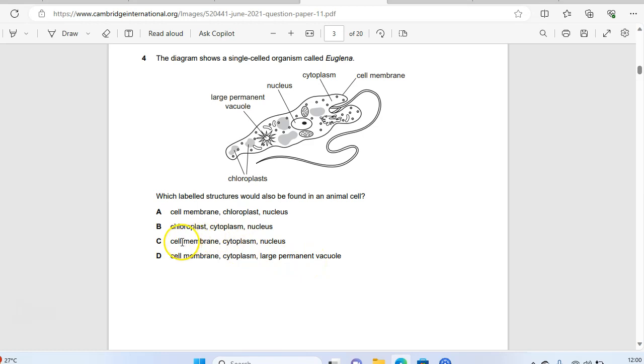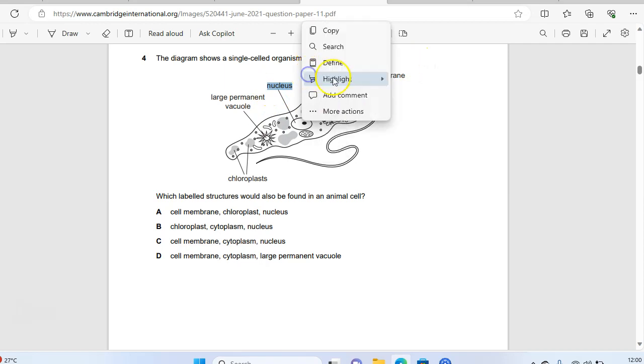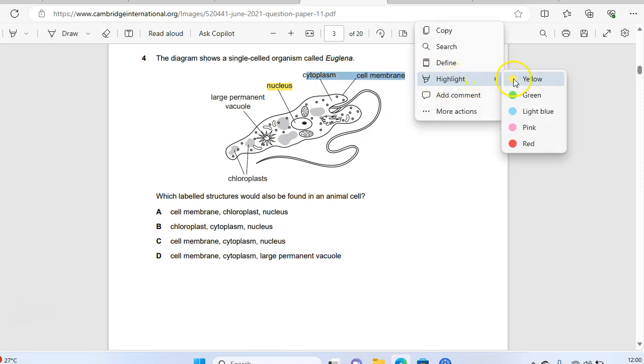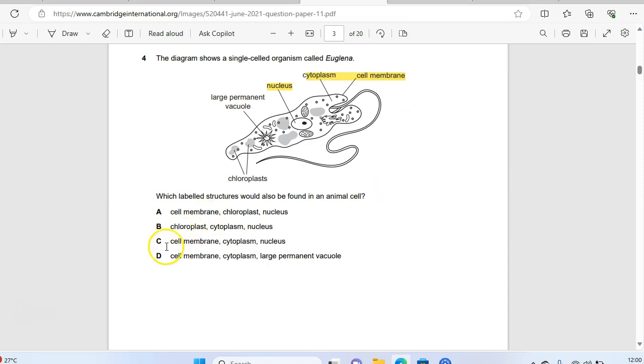So you can see a nucleus, cytoplasm, cell membrane. A permanent large vacuole is only in plant cells. Chloroplast is in the plant cell. So these three structures must be in the answer: cell membrane, cytoplasm, and nucleus. The answer is C.